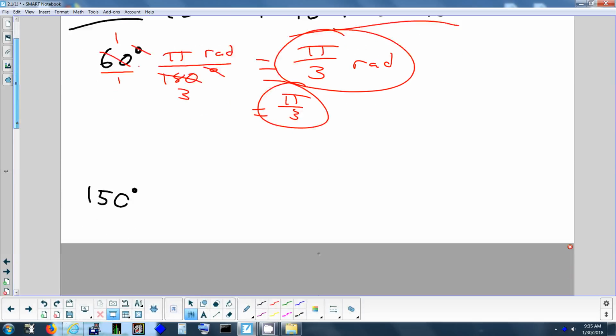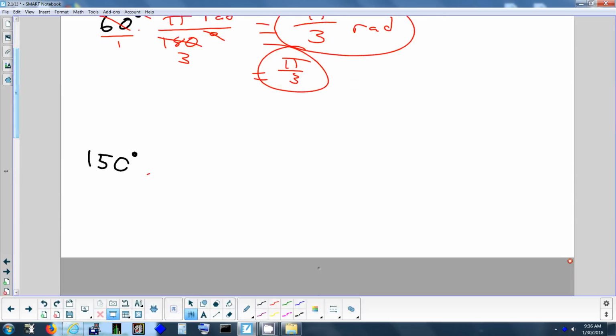Okay, let's try this one. 150 degrees. So first thing I figure out is where degrees would go to cancel, and then I can fill in the 180 and the pi in the right spots. So Sam, where would I put degrees to make it cancel out? On the bottom. Yep, in the bottom. And if degrees is in the bottom, then what would be in the top? Pi. Yep, pi, and we're just going to pretend it's radians. I'm not going to write RAD this time. That's understood, it's invisible. And the number in the bottom would be, yeah, 180.